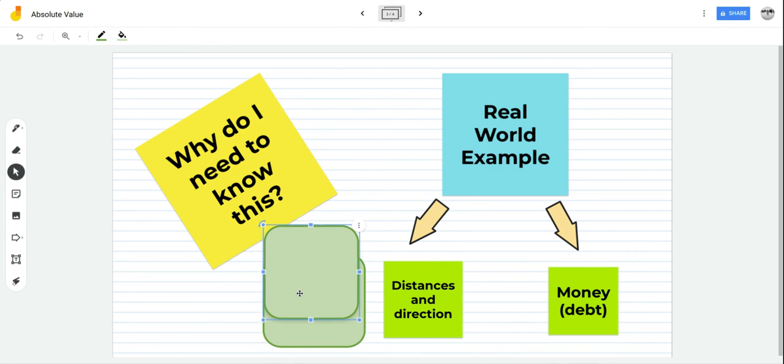And a second way that you might have used absolute value is with money. So if you ever lend out $5 to somebody and they owe you $5 back, right? They're in debt to you. When you owe someone money, you're in debt. So they are -$5. And you don't tell that person, hey, you're -$5. No, you would say, hey, you owe me $5 because they are $5 away from 0. These are just two examples of how we use absolute value in the real world.